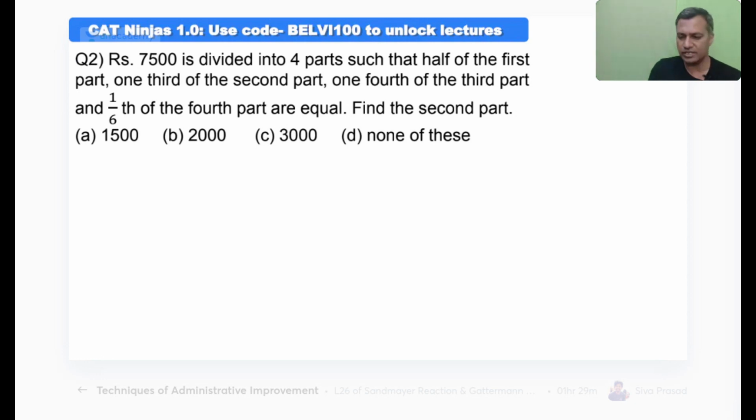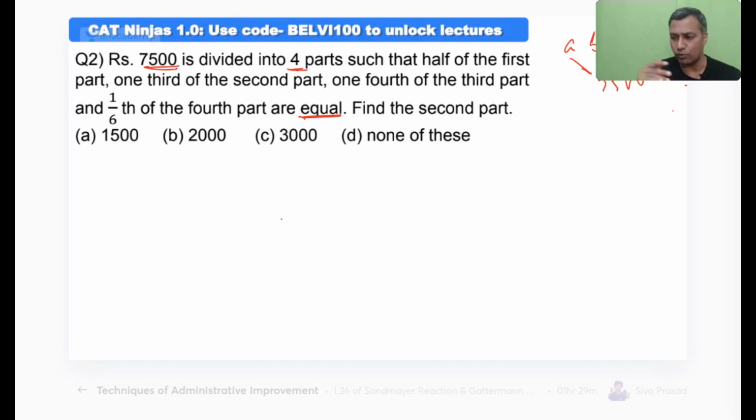Okay, yeah. So now here is the word equal. What is equal? 4 parts. Now this is divided into 4 parts. For example, let us call those 4 parts A, B, C, D for the time being. 7,500 has been split into 4 parts.